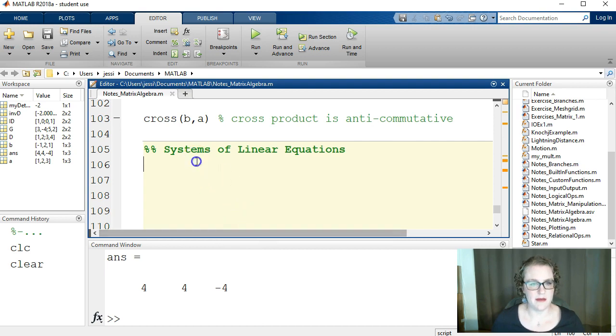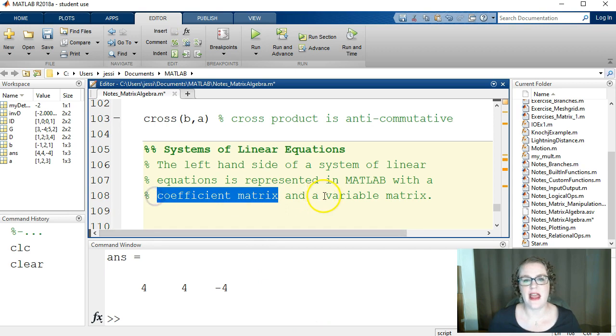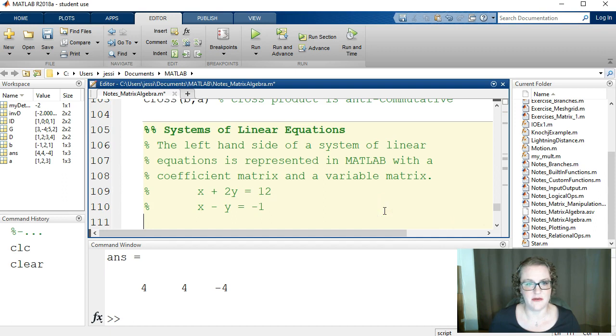Switch back over to MATLAB and let me paste in a little sentence here. I'm always going to write them with the variable parts on the left-hand side, and that is going to consist of two parts, the coefficient matrix and the variable matrix. This is the same example that we were just looking at. x plus 2y equals 12, x minus y equals -1. So the right-hand side of the equation is going to be its own vector, and that's like our answer.